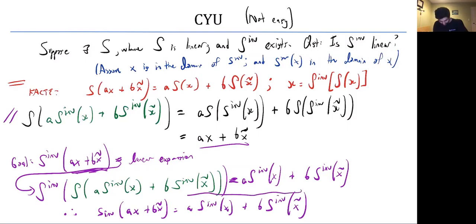And if I look at this, this is exactly what I mean for showing that S inverse is linear. This is the only criteria that we need to show that S inverse is indeed linear. So the answer is that in this particular case, S inverse is linear.